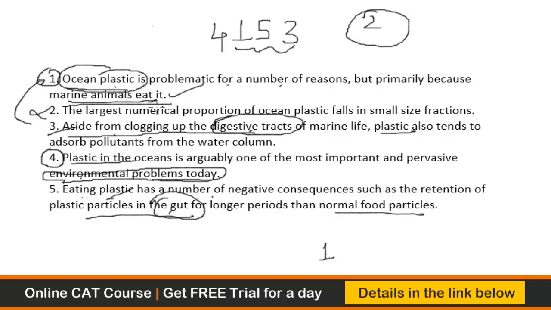Why? Because the author is not taking the discussion in the direction of different kinds of plastic and the small size has the highest proportion and so on and so forth. That is not the concern here. So we have 4, 1, 5, 3 as a logical sequence. 2 becomes the odd one out.